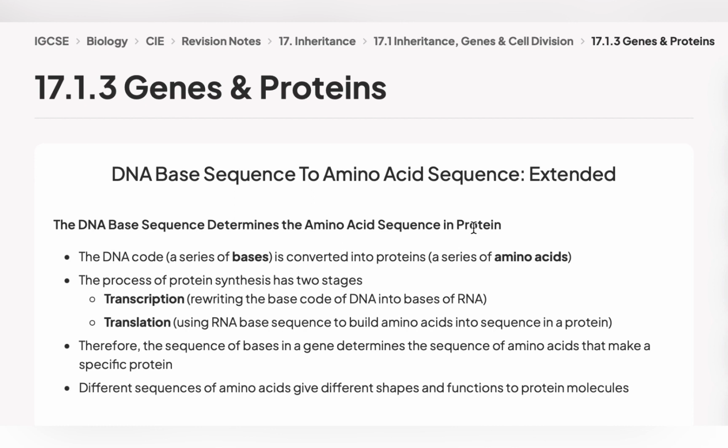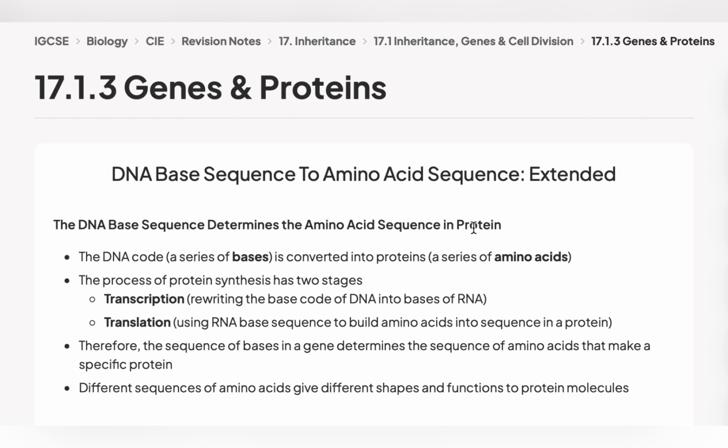When we say a DNA code, we refer to the series of bases of the DNA strand. Now this DNA code, which is a series of bases, is converted to protein. How? Protein is a series of amino acids.